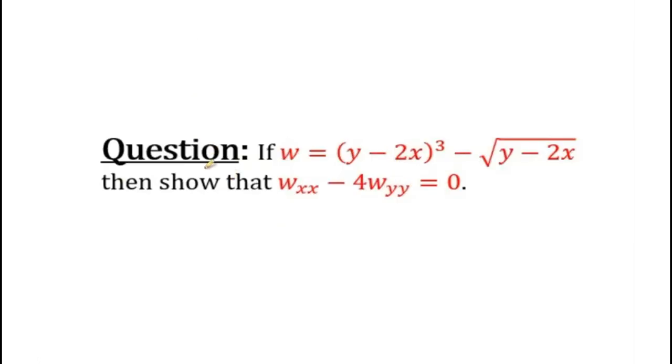Now we have another question. If w is equal to (y - 2x)³ - √(y - 2x), then show that w_xx - 4w_yy is equal to 0. That is, the second derivative with respect to x minus the second derivative with respect to y four times.